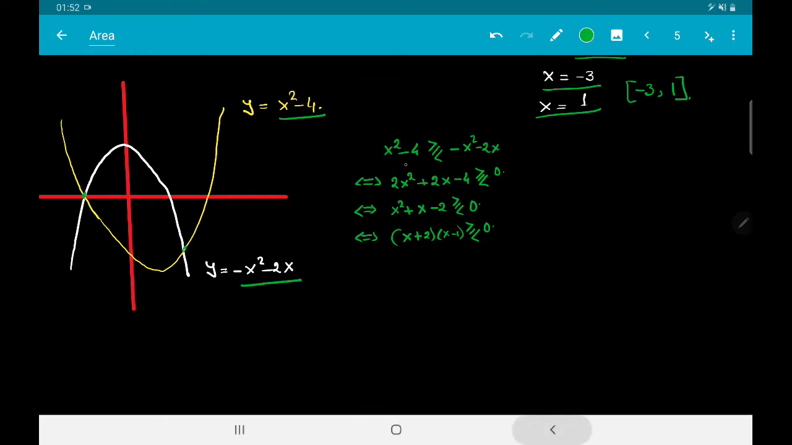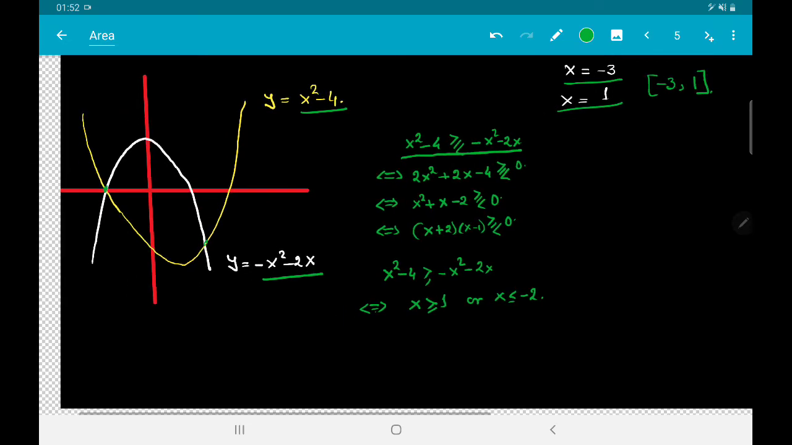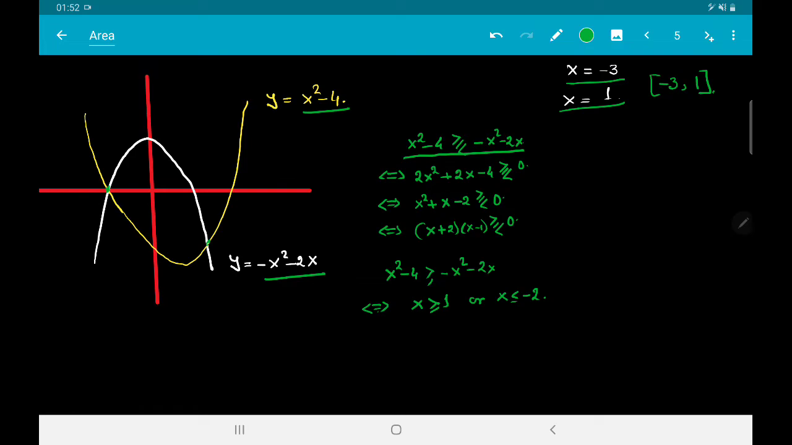Okay, so from this set of inequalities that we have just worked out, we have seen that x square minus 4 is bigger than, or bigger than or equal to, minus x square minus 2x if and only if x is bigger than or equal to 1, or x is less than or equal to minus 2, which is of course given in this picture. We will see in just a moment.